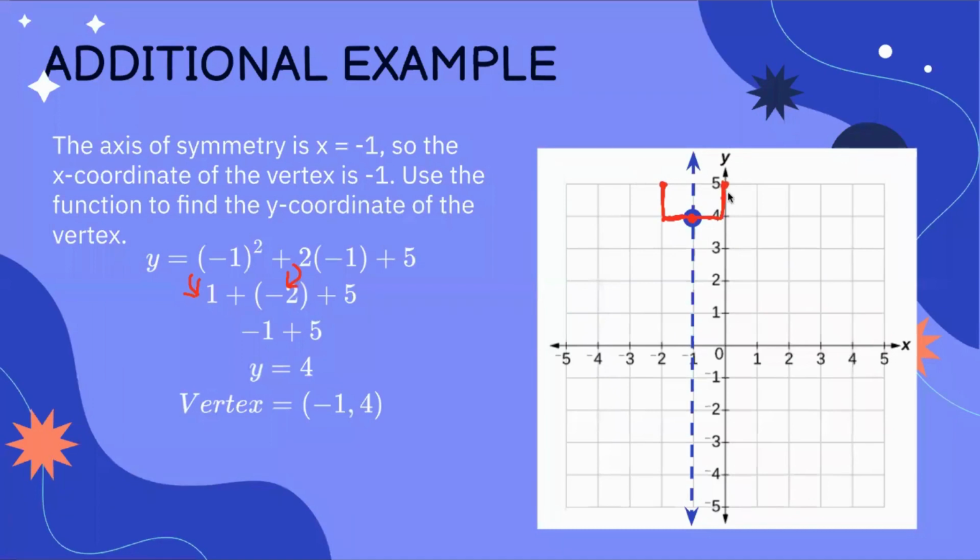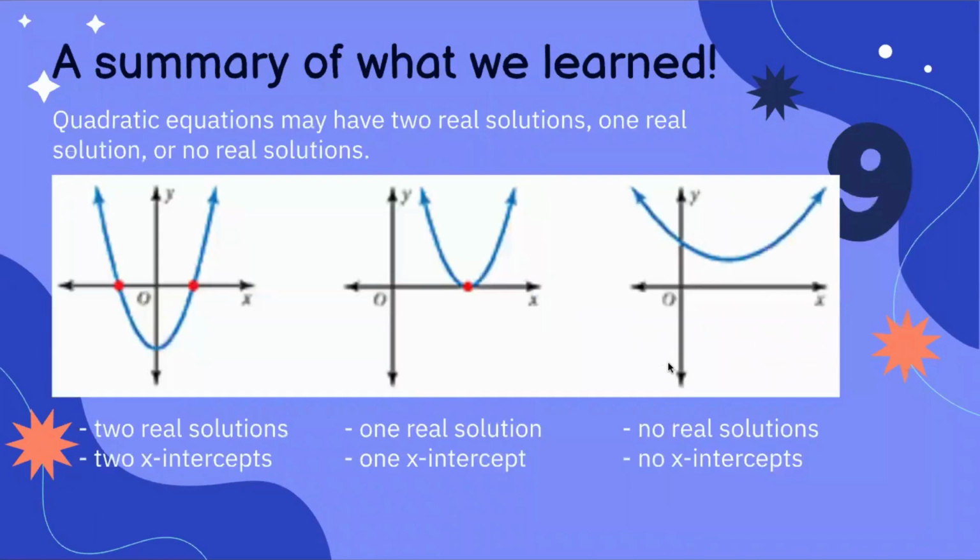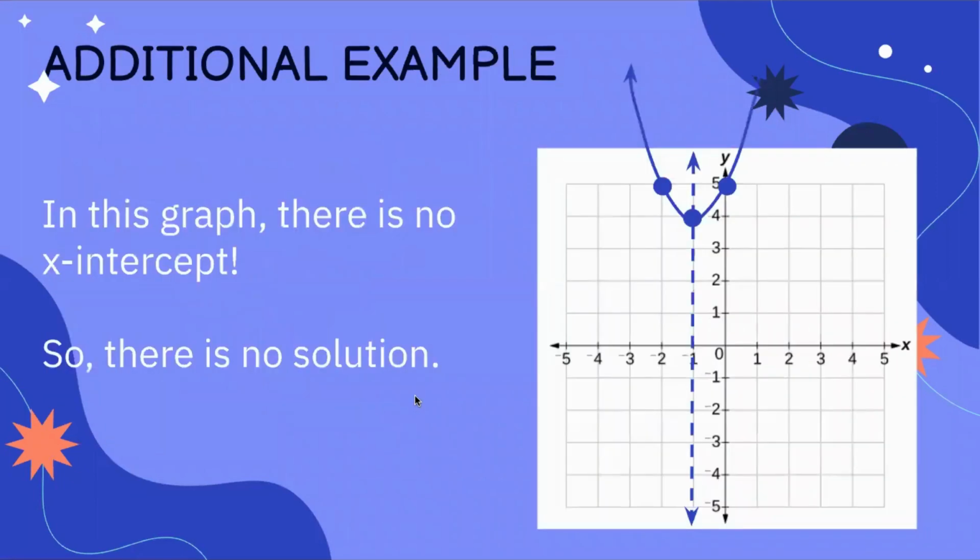And now that we have 2 points there, we can connect them with our parabola shape, and it would look like this. And again, as we suspected, our vertex is above the x-axis, and there's no way for it to cross the x-axis. So because there are no x-intercepts, we know that there is no solution to this equation.